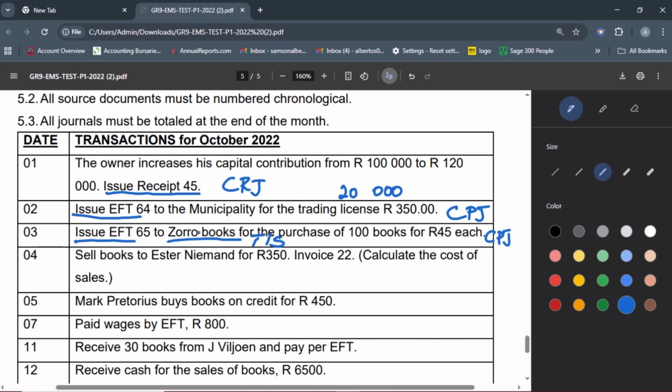So on day 4, sold books to Esther Nyman, EN, for 350. Issued invoice number 2022. Calculate the cost of sales.